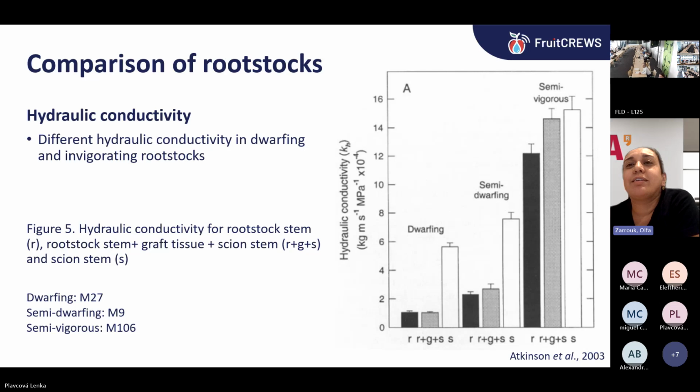So now I understand a little bit better why the graft junction is a little bit different. For this graphic, it's a little bit strange for me that the stem hydraulic conductivity is very high in dwarfing rootstocks when you are saying they close their stomata, they close their stomata more.